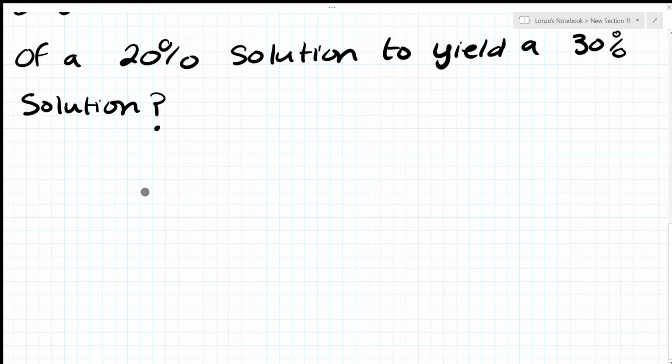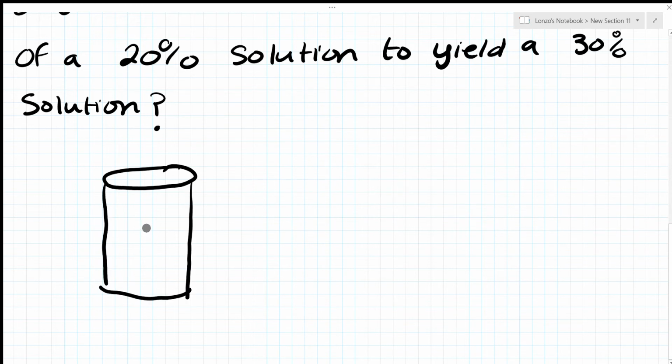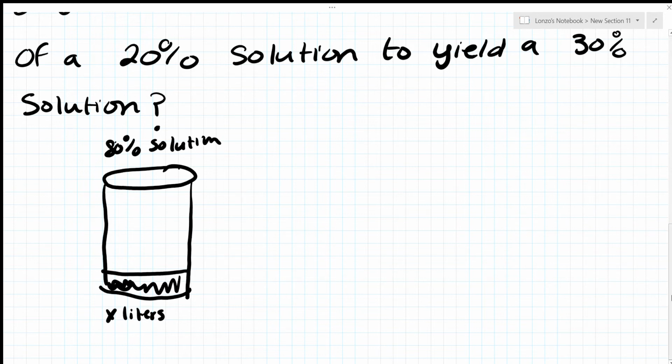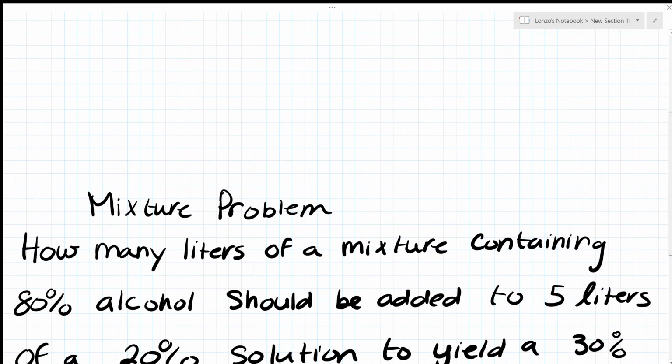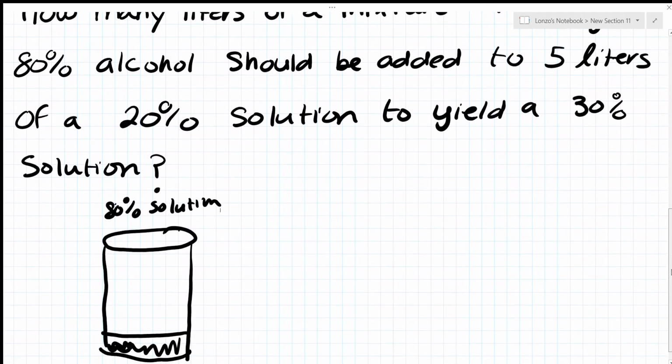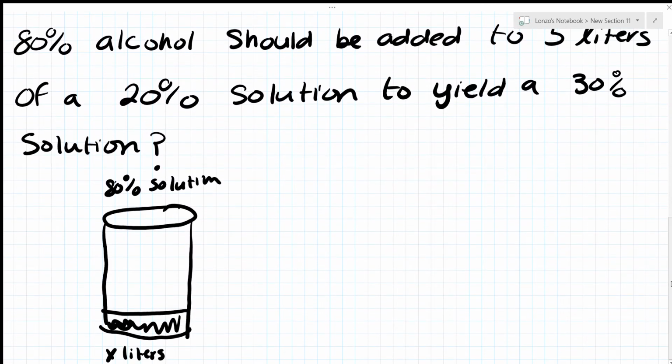So we have a flask, right? We have a flask. They say that this one is x liters. We don't know it, so that's why we call it x liters. And then they say that this is an 80% solution. I think it's 80% alcohol, yeah. So that's the 80% alcohol solution.